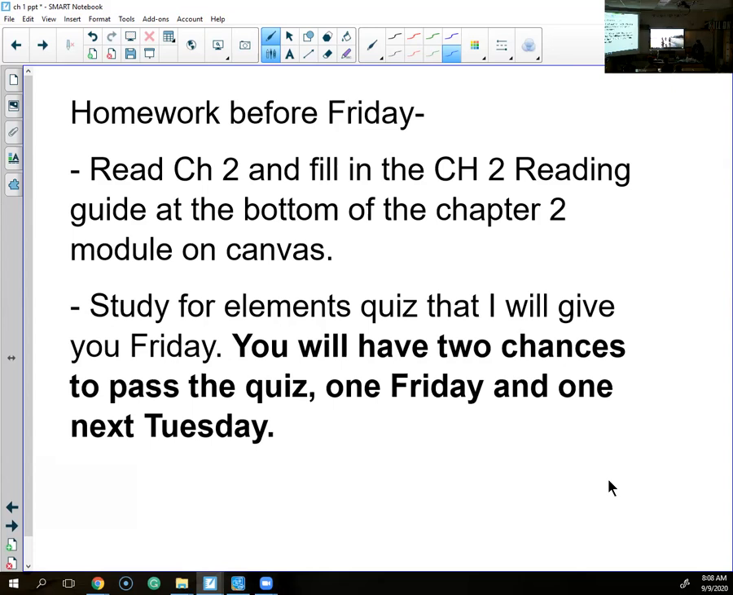So you'll literally just get a paper with the 50 elements in random order. You have to be able to go both ways. So 1 says beryllium, and you would say Be. 2 says O, so you would say oxygen, and so forth and so on. It's all 50 elements. Now, it says you have 2 chances to pass the quiz, one Friday and one next Tuesday. Passing is 50 out of 50.